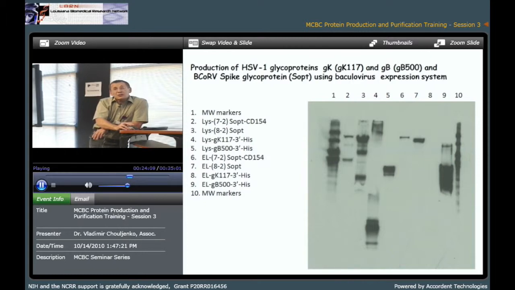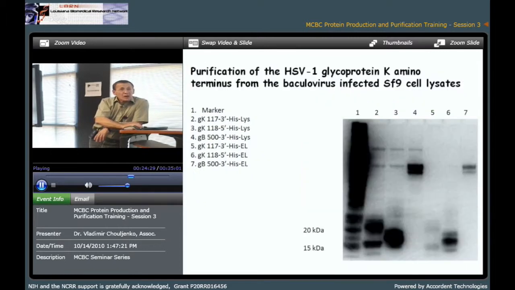But it's only one obvious indication that most likely his tag, because his purification tag on this protein was located at 3' end of this construct, and most likely because of conformational changes, this tag sits somewhere inside, and because it's not accessible, it just does not bind to the column at all.